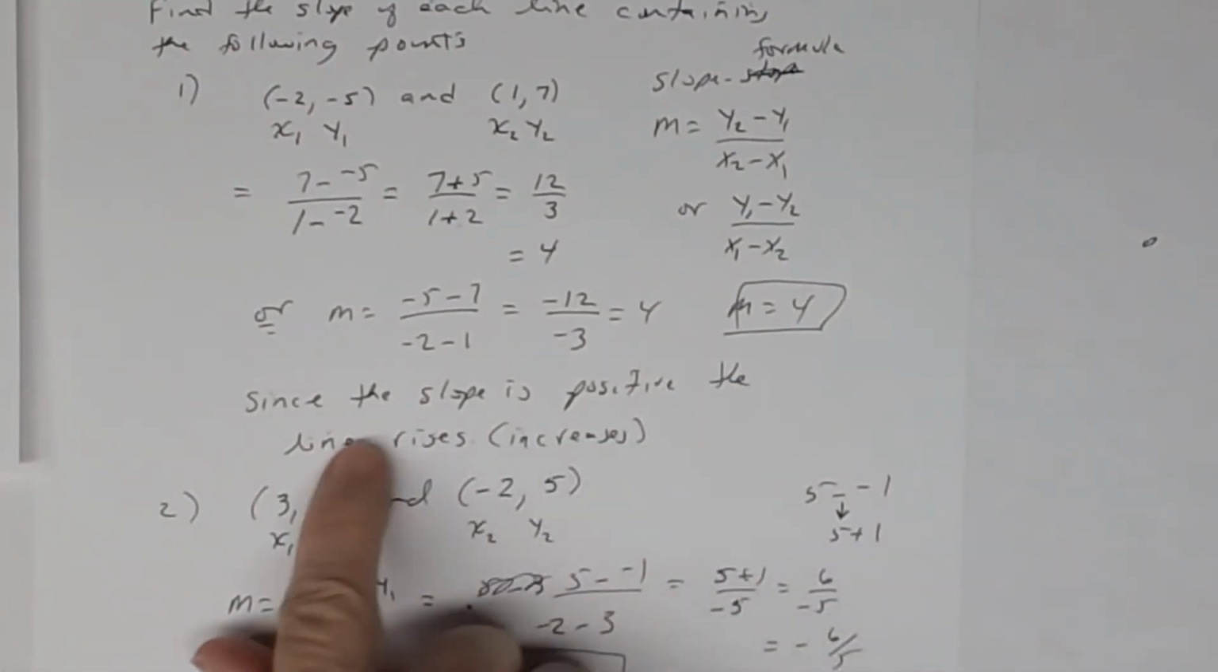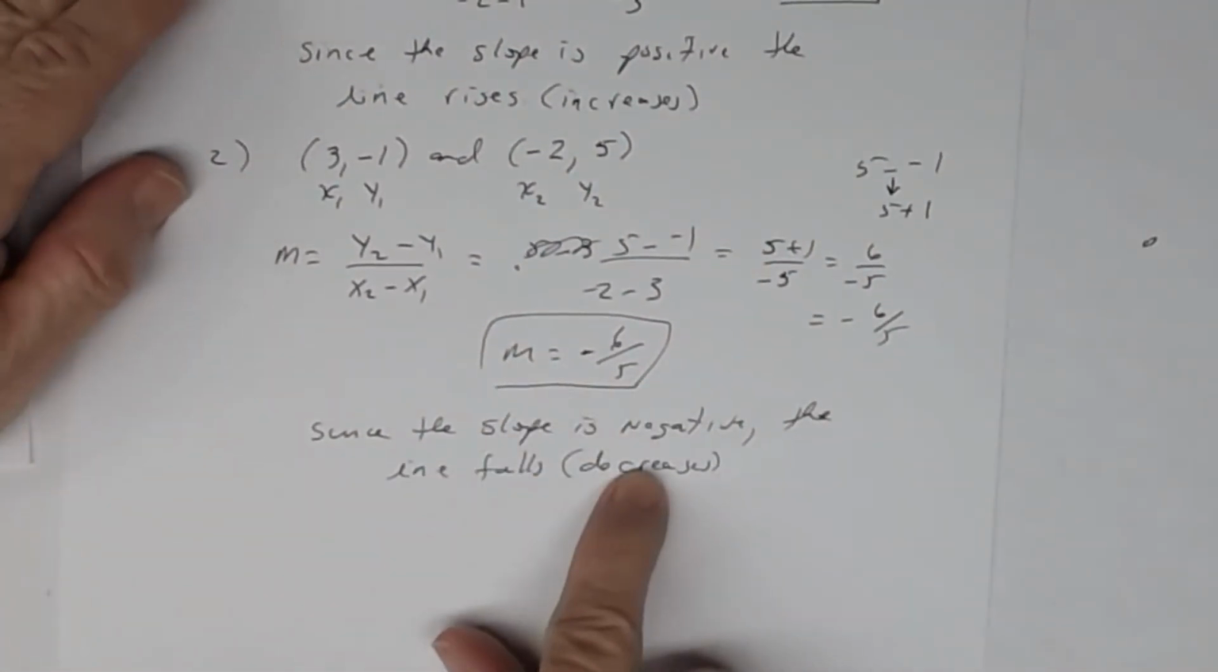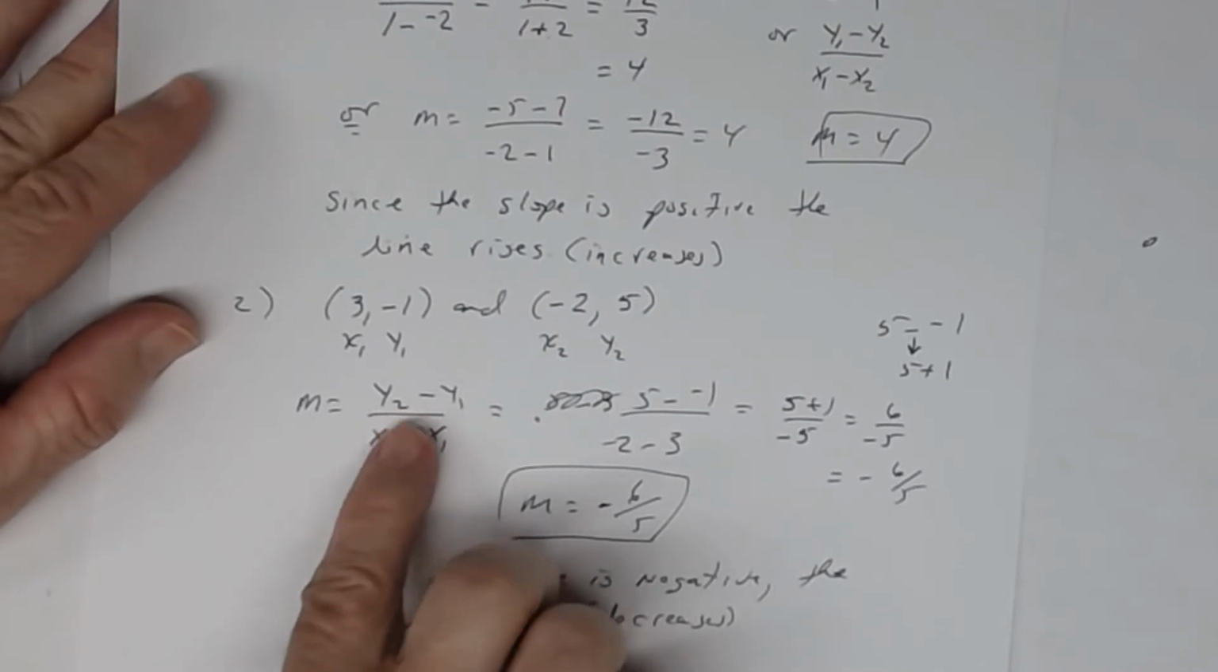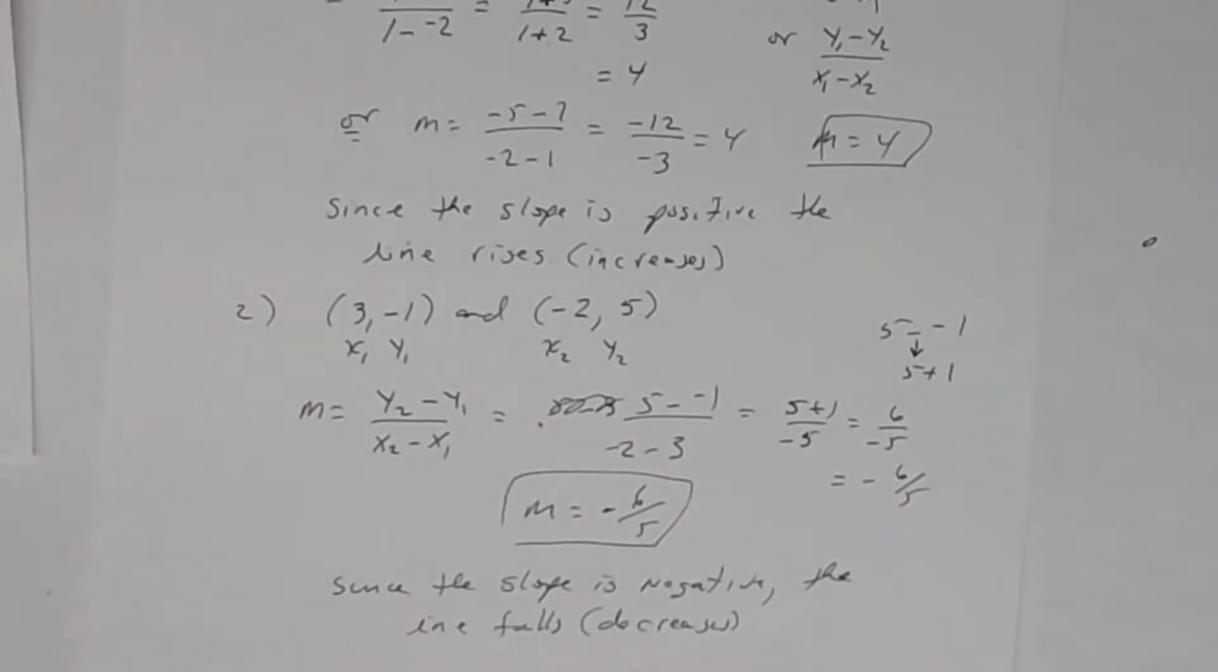So two things. If the slope is positive, the line rises. If the slope is negative, the line falls. You also know now how to find the slope given the slope formula, right? All right, let's do another one real quick. So here's number 3.